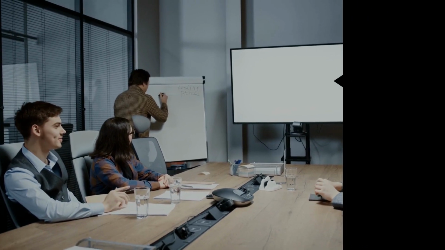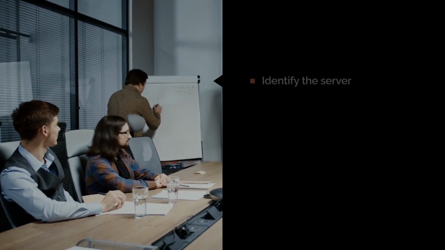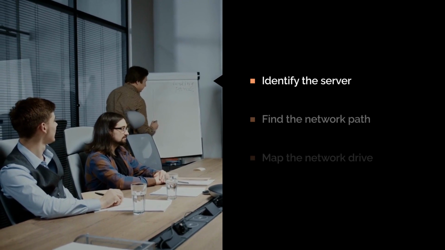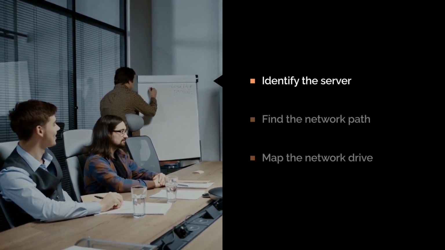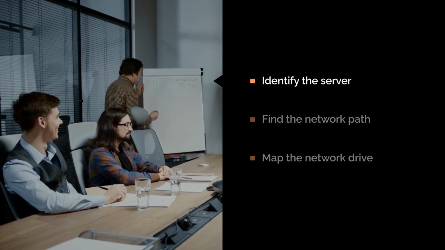Now, let's move on to the process itself. The first step is to locate the server that you want to connect to. This could be a server within your organization, or it could be a server that you access through the internet. Once you've identified the server, you'll need to find the network path. This is the address that your computer uses to connect to the server. Once you have this information, you're ready to map the network drive.